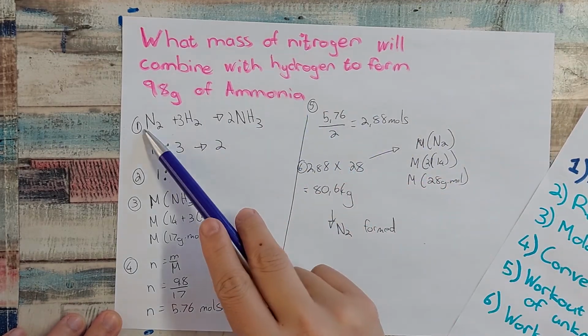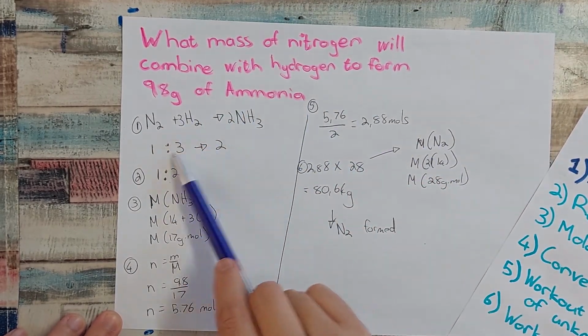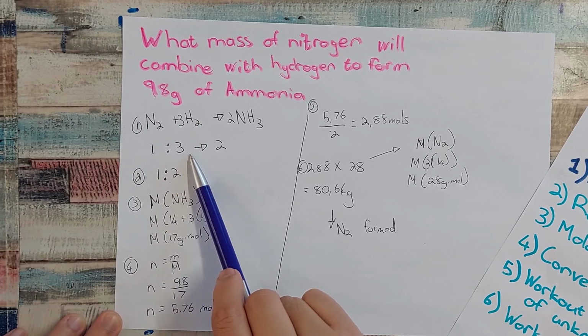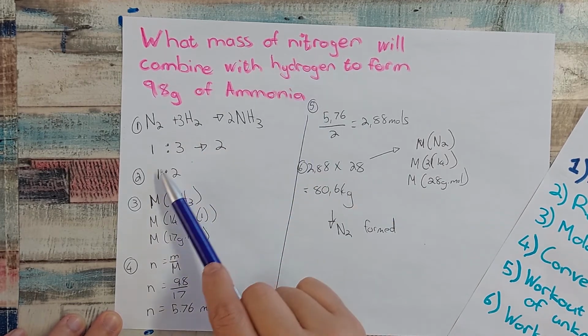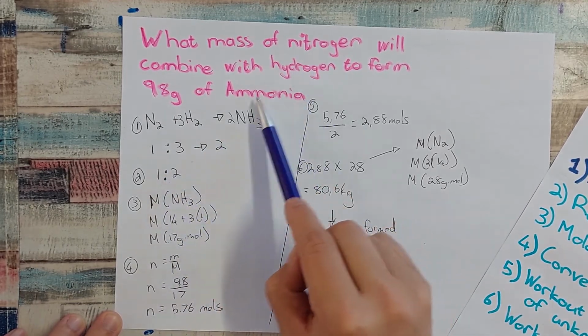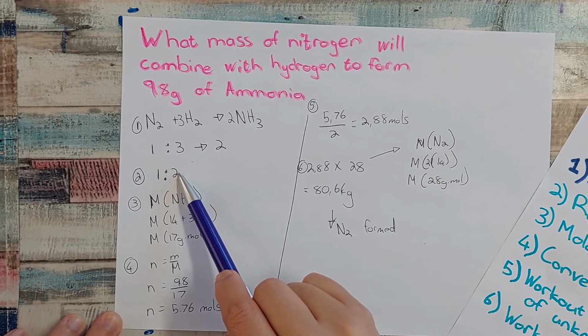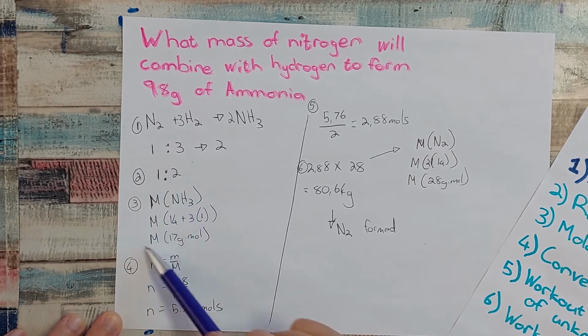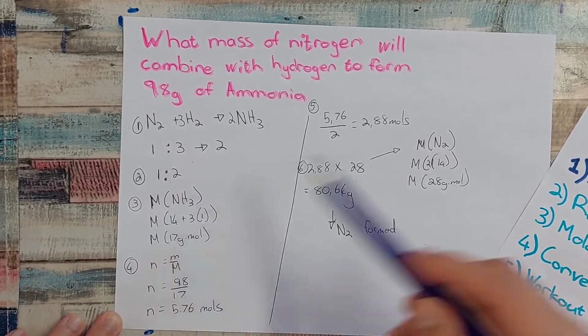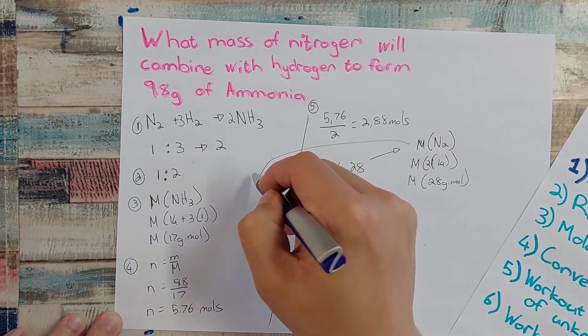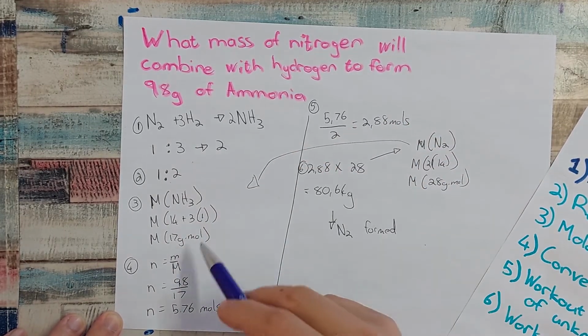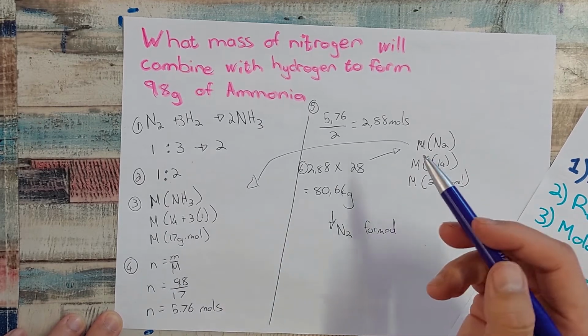So step 1, I balanced, so I got this ratio here. But what was my actual ratio that we're looking for? We're comparing nitrogen to ammonia. For every 1 nitrogen, I have 2 moles of ammonia over here. Then I needed to calculate my molar mass over here. So this calculation should have been here as well. Right, so I've got my 28 and I've got my 17.